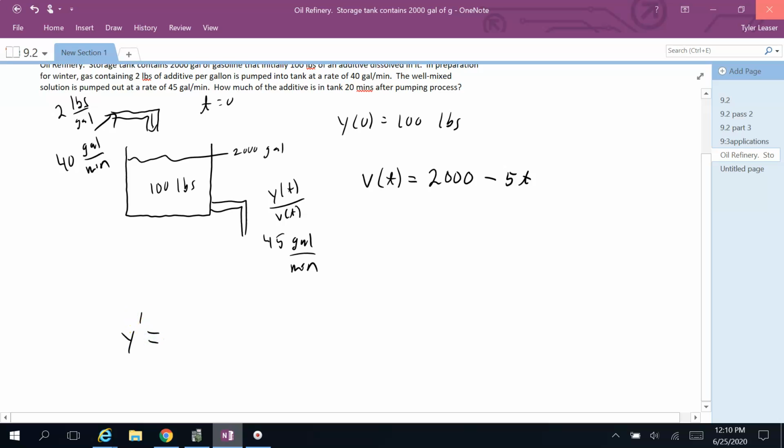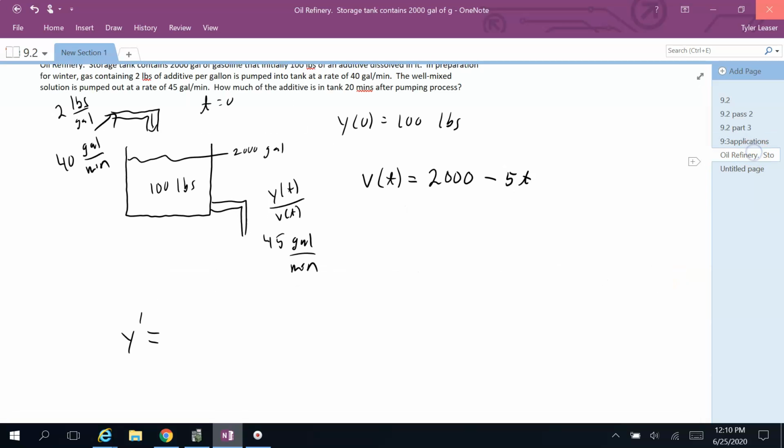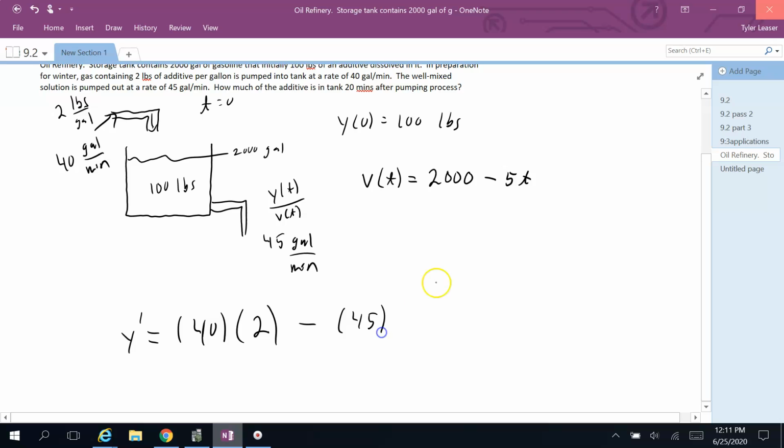So hopefully you wrote down from this other thing here, it's the inflow rate times inflow concentration, minus outflow rate times outflow concentration. So the inflow rate is 40 gallons per minute times the inflow concentration, 2 pounds per gallon. When you multiply these two things together, the gallons cancel out. What you end up getting is 80 pounds per minute of stuff is coming into our solution. But that's going to be minus the outflow rate, which is 45, times the outflow concentration.